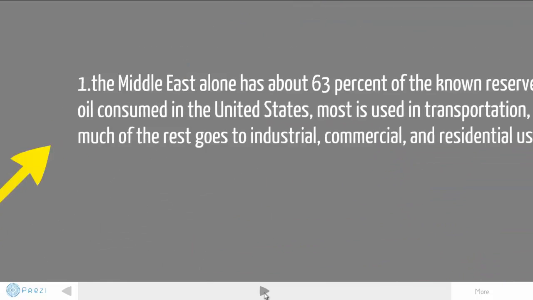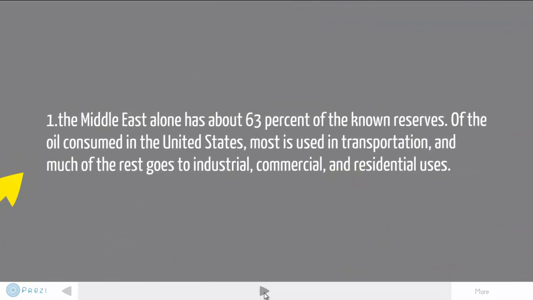Oil. The Middle East alone has about 63% of the known reserves. Of the oil consumed in the United States, most is used in transportation, and much of the rest goes to industrial, commercial, and residential uses.